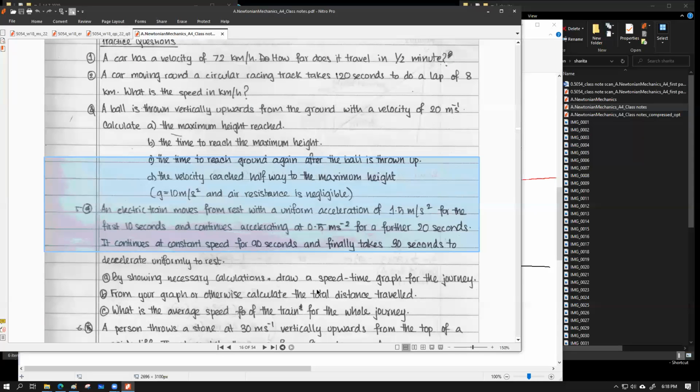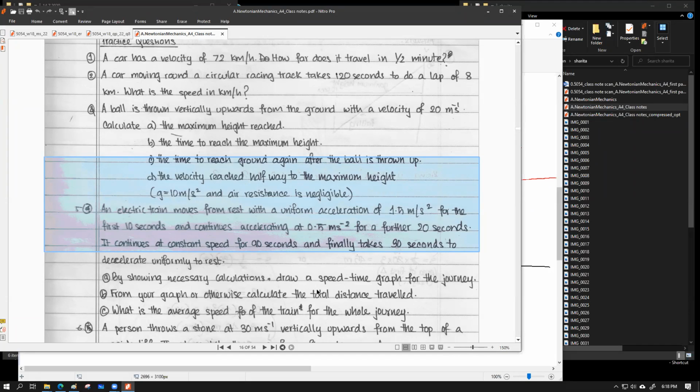It shouldn't be 20, it should be 30. Try to think about why. Oh yes, sir, I understand. "And continuously accelerate at 0.5 meter per second square for a further 20 seconds." What is the keyword? "Further" is the keyword here. Everyone have a look. It continues its different acceleration for a further 20 seconds.